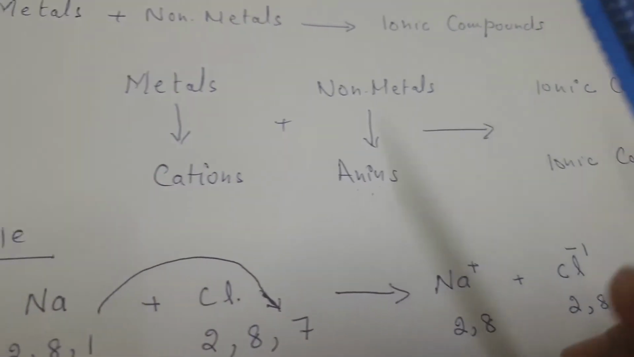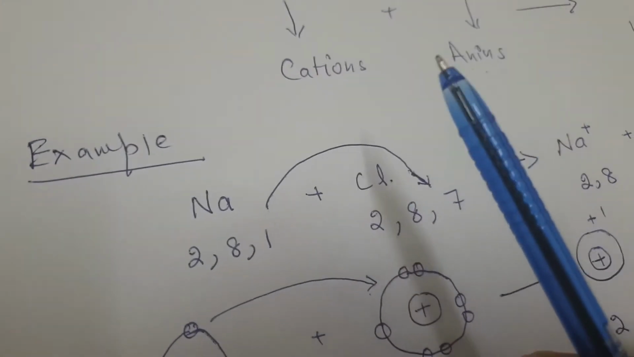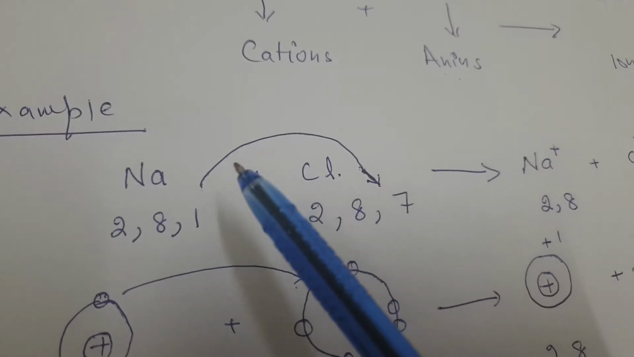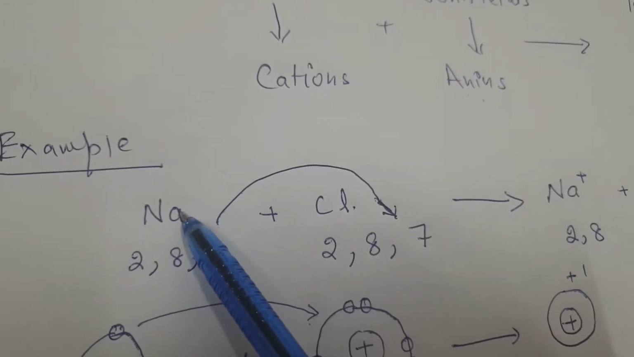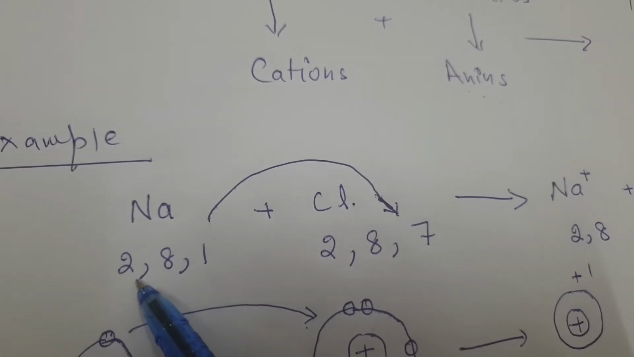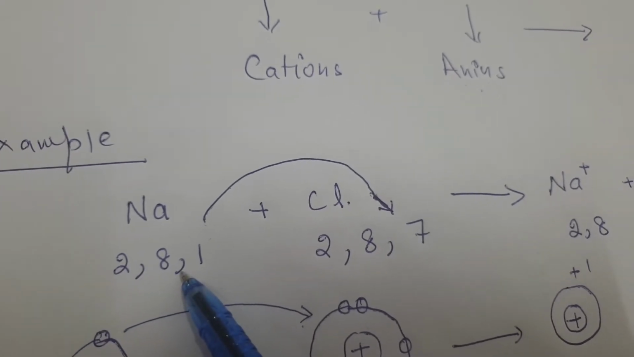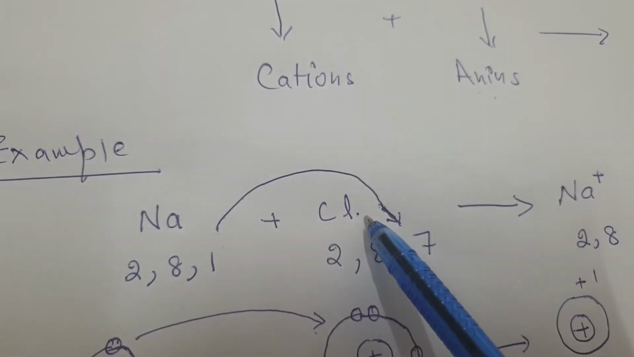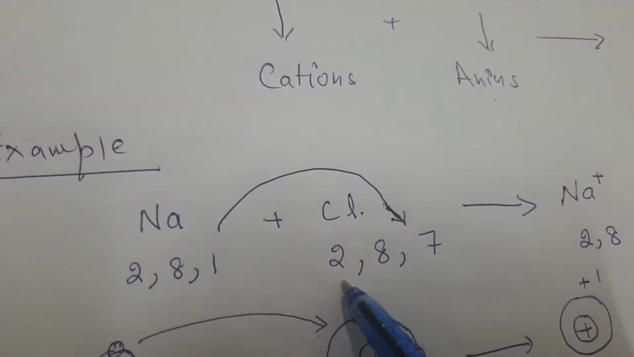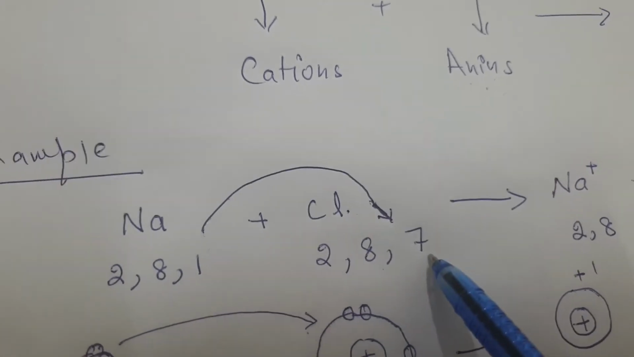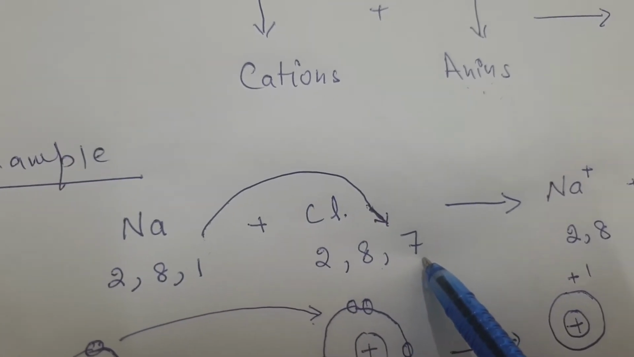Let us see an example in which ionic compounds are formed. Look at this example. Sodium belongs to group 1. It has 2 electrons in the first shell, 8 electrons in the second shell, and 1 electron in the third shell. Chlorine belongs to group 17. It has 2 electrons in the first shell, 8 electrons in the second shell, and 7 electrons in the last shell.